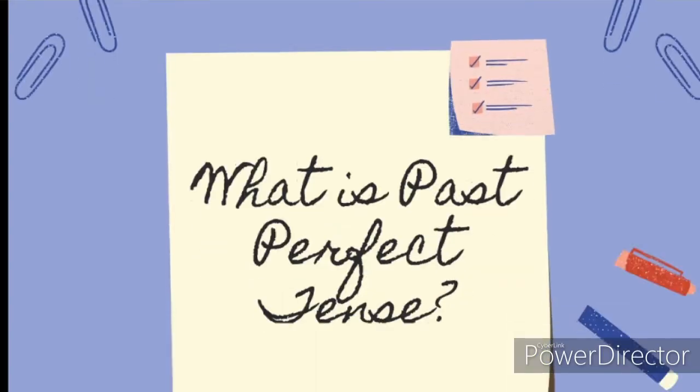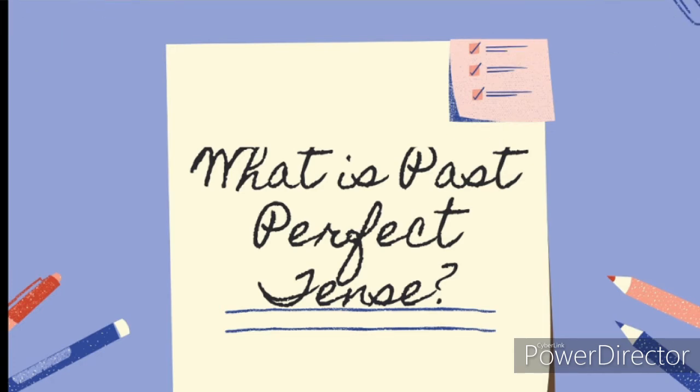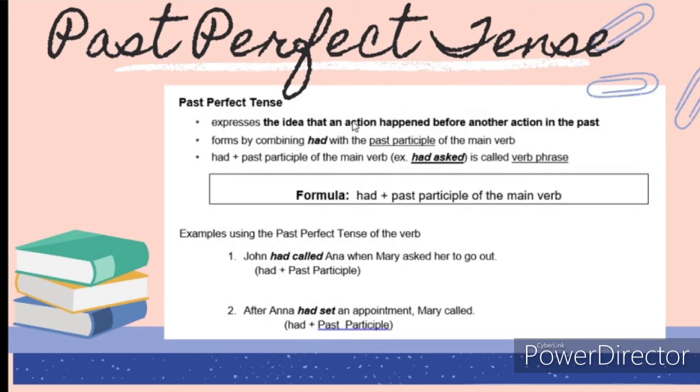Now that you already learned how to form the simple past tense of regular verbs and irregular verbs, you are now ready to learn the past perfect tense of the verb. What is past perfect tense? Past perfect tense expresses the idea that an action happened before another action in the past. It is formed by combining had with the past participle of the main verb.